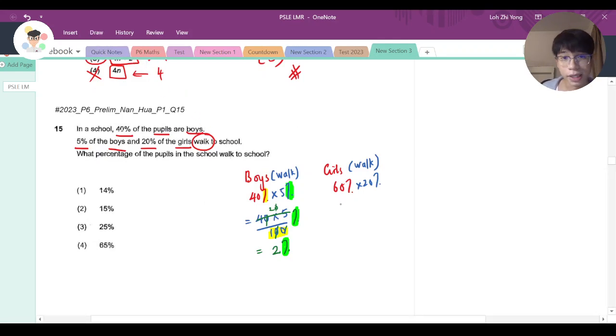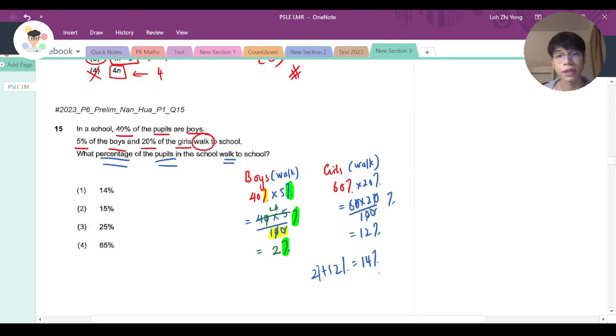So here will be 60 times 20 divided by 100%. So cut. So here is 12%. So percentage of the pupils that walk to school: boys 2%, girls 12%. So 2 plus 12%, the answer is 14%. That's all. Done. Option number 1. Okay, so it's kind of confusing if we deal with percentage, but that's how we solve it.